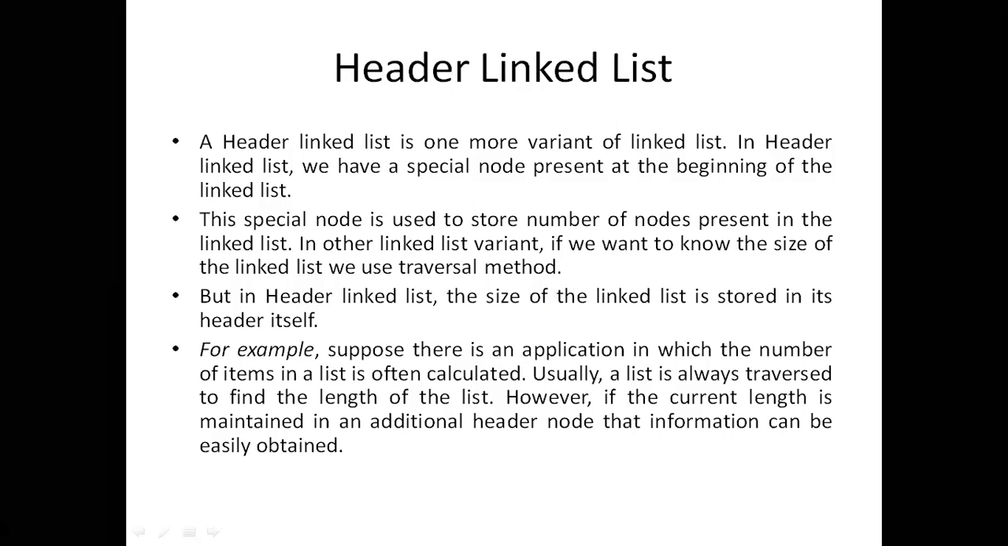So like that, list is always traversed to find the length of the list. Okay, so if the current length is maintained in an additional header node, that information can be easily obtained. But one issue is there here. So initially I have drawn 4 nodes, maximum is 100, minimum is 3.